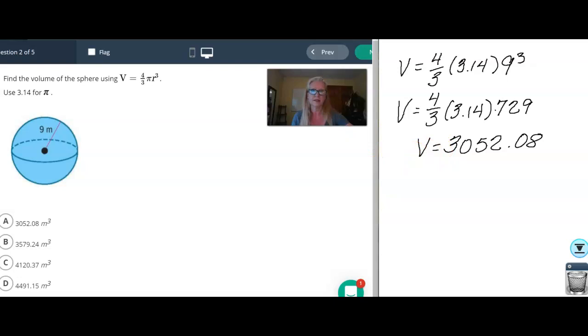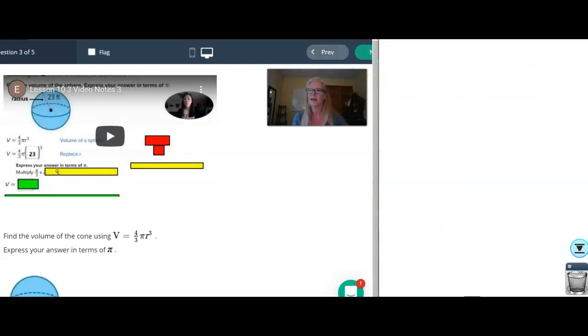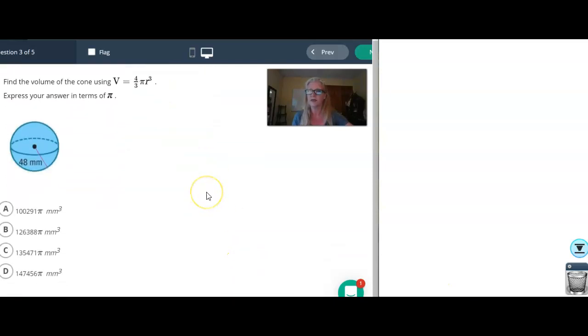So let's go to the next problem. This one is asking you to find the volume and to express your answer in terms of pi. That means that we don't substitute 3.14 for pi in this one. We leave the pi symbol in there. So setting this one up, we're going to have our 4/3 that we always have for volume of a sphere. We're leaving pi in this time.